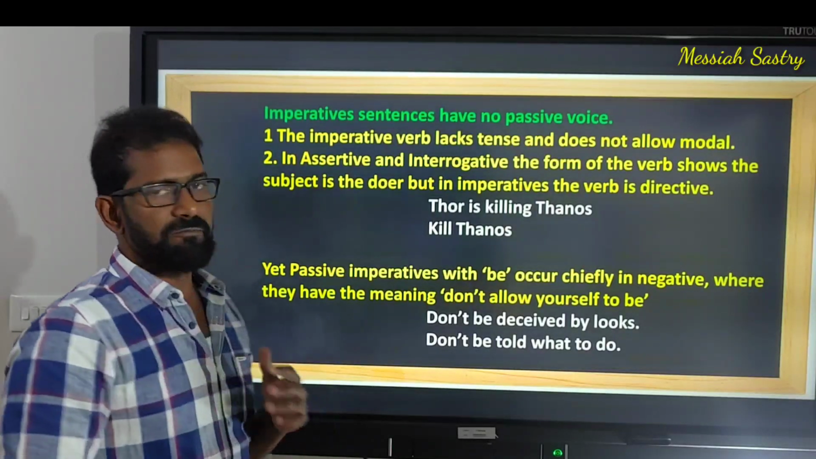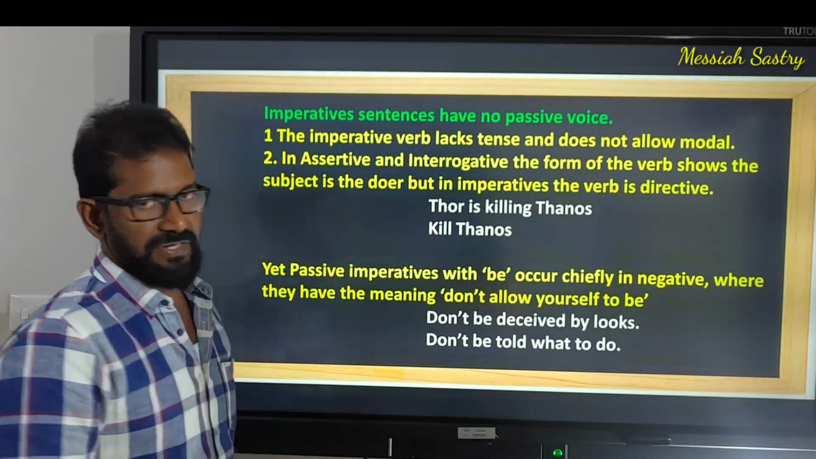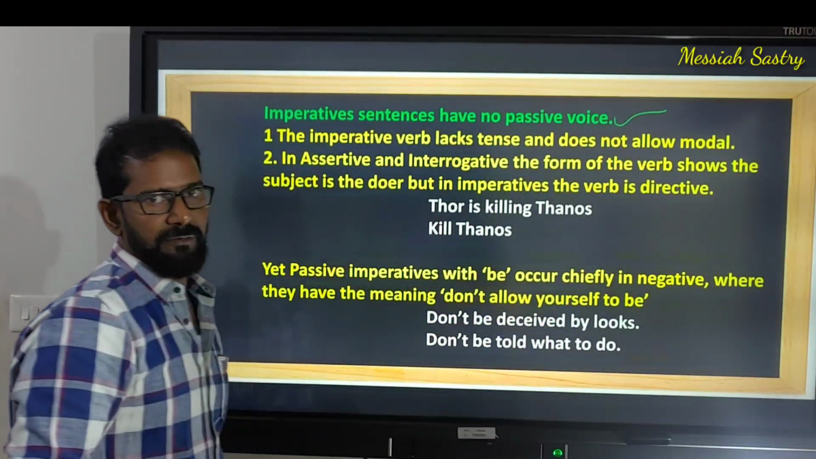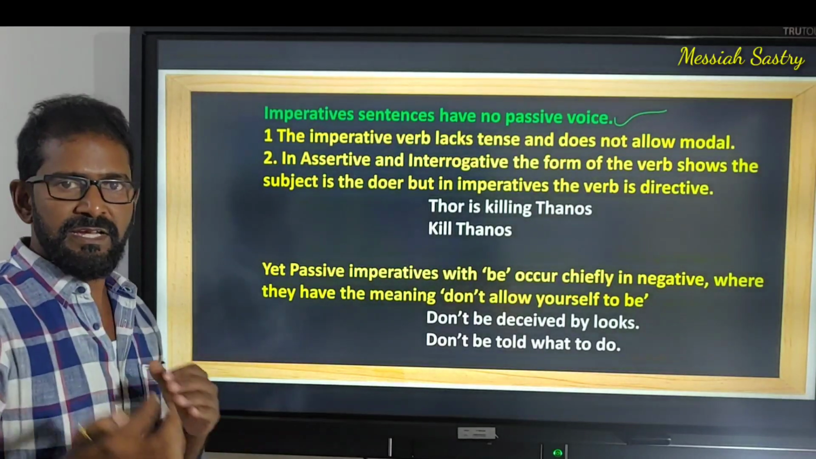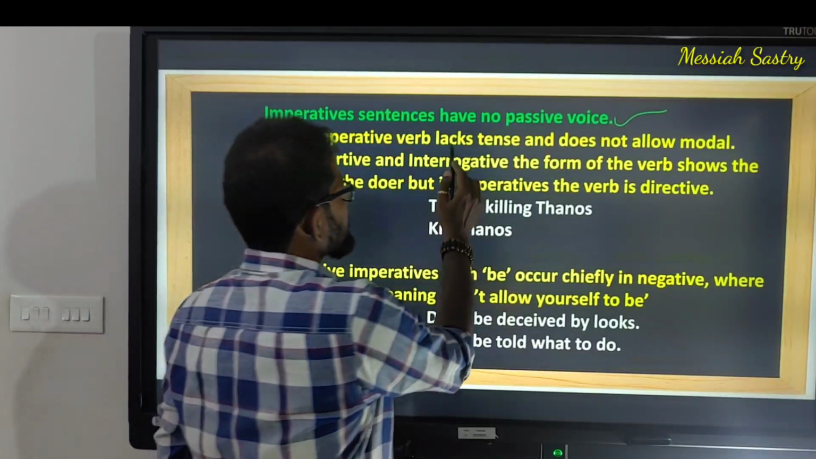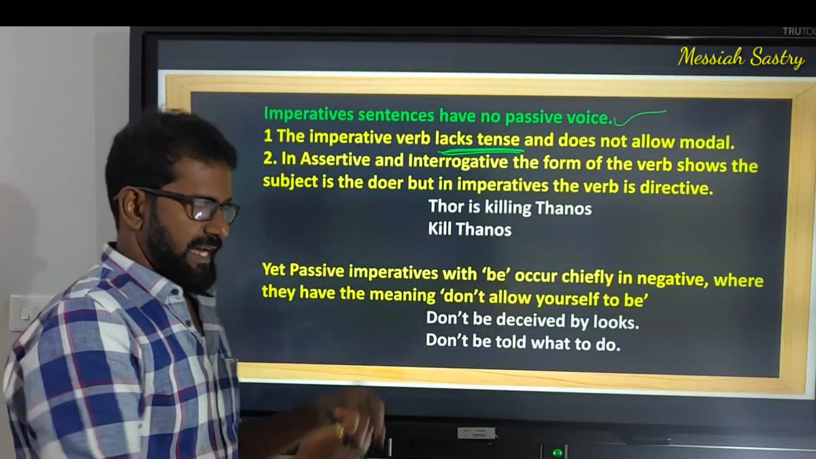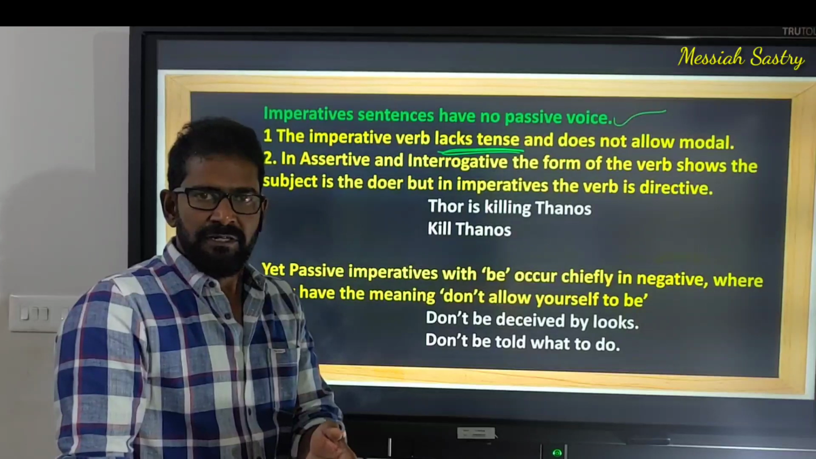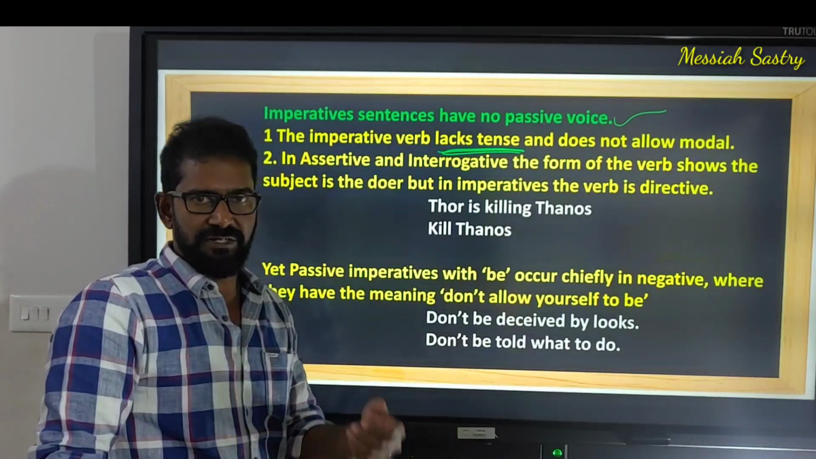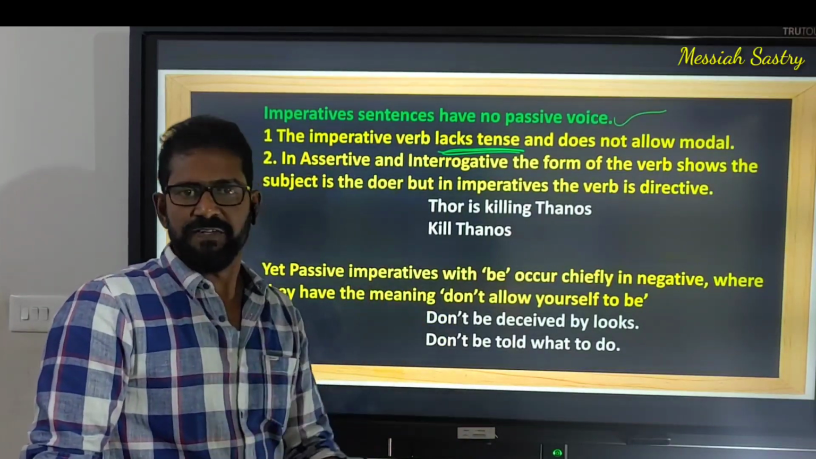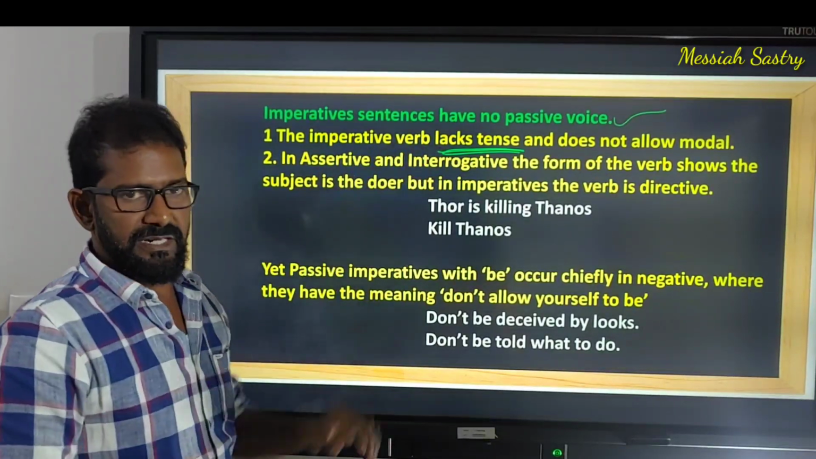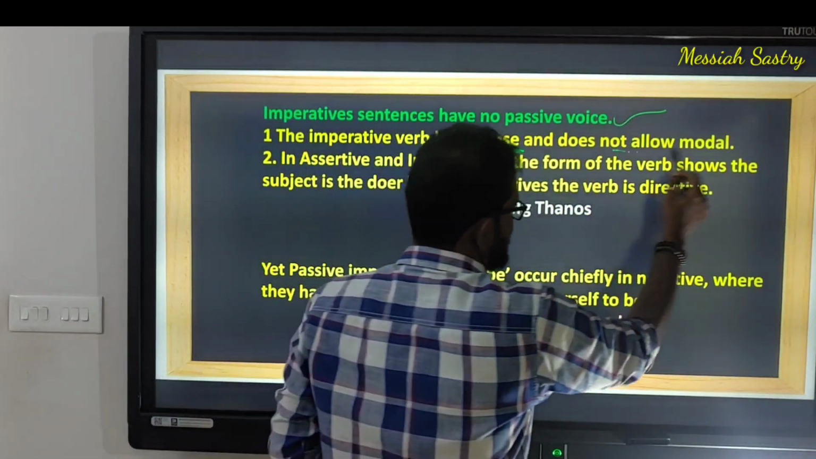Now we are moving to imperative sentences. So here we need to note imperative sentences have no passive voice. Imperative sentences have no passive voice. Let us see why they don't have a passive form. The imperative verb lacks tense. As in declarative and interrogative sentences, we have tense: present continuous, present perfect continuous. We have tense there. But whereas here, an imperative sentence lacks tense. And it doesn't allow modals.